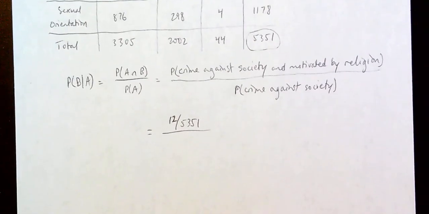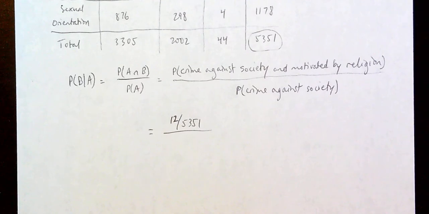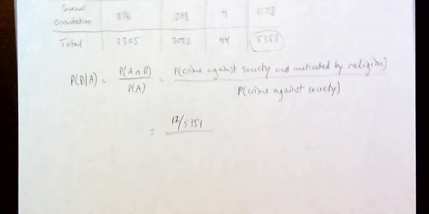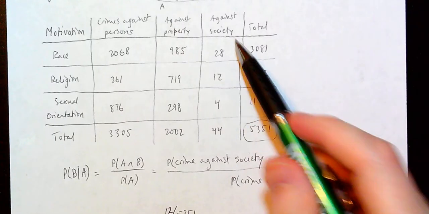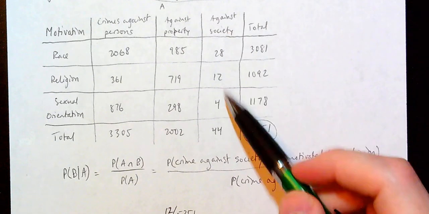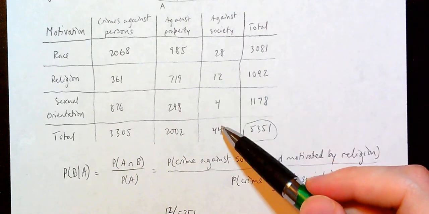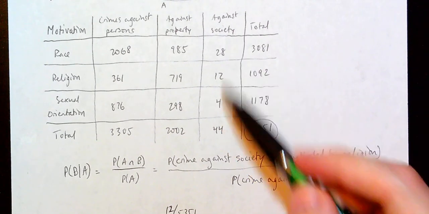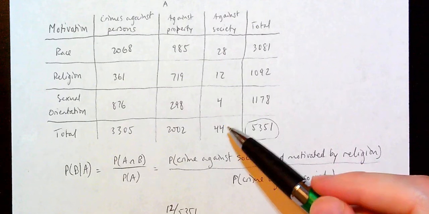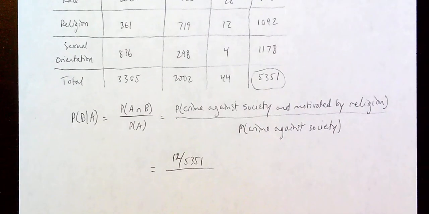And then what's the probability that the crime was against society? Well, we're looking just for the total number of crimes that were against society. So the total number of crimes against society was 44, and that's out of 5,351.